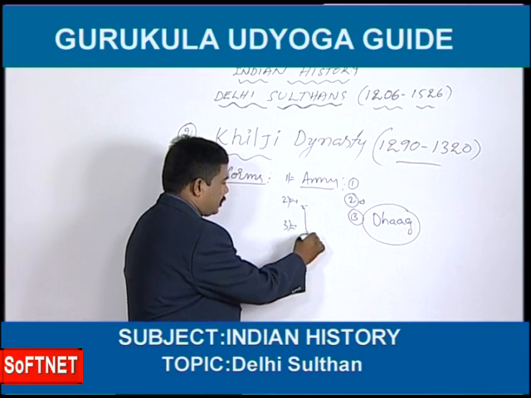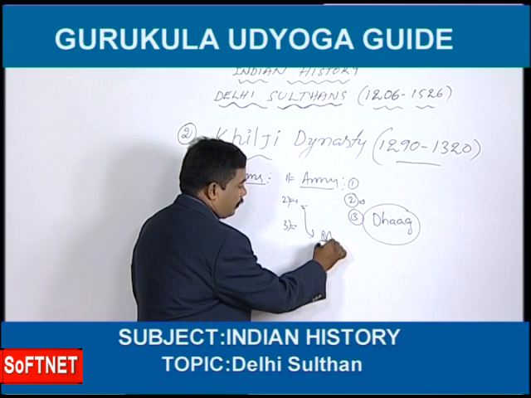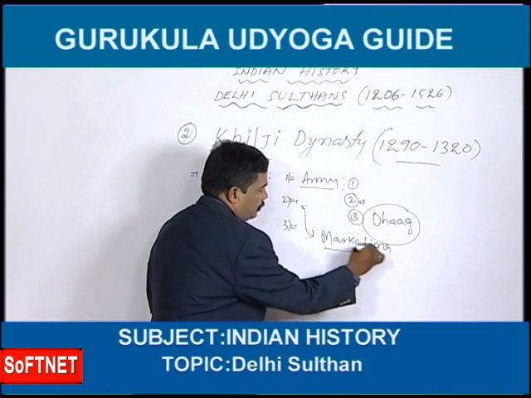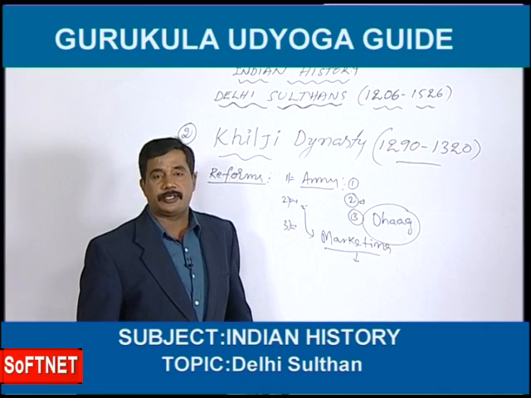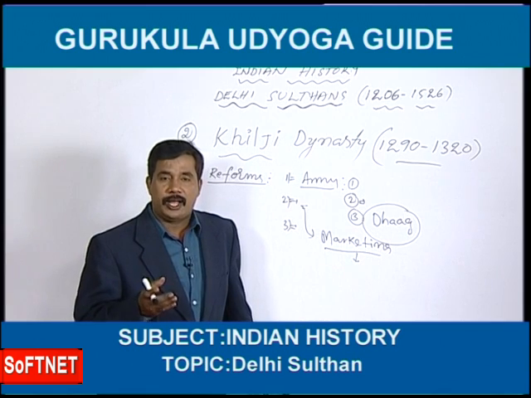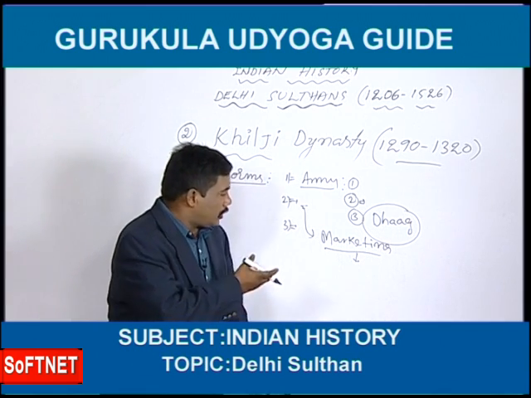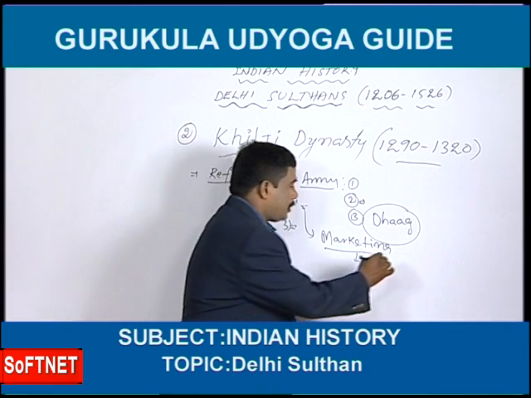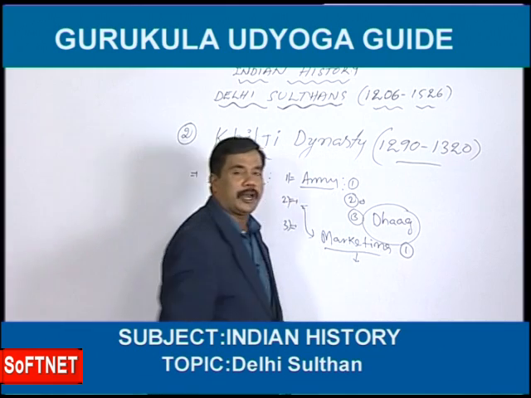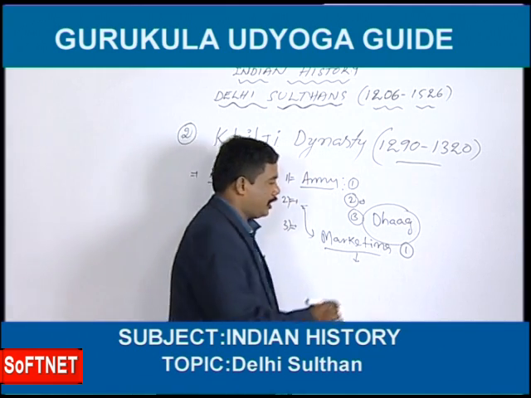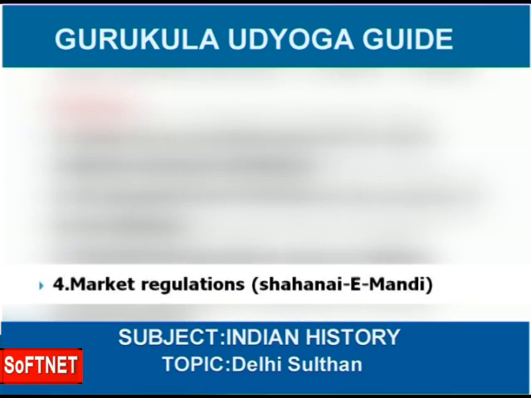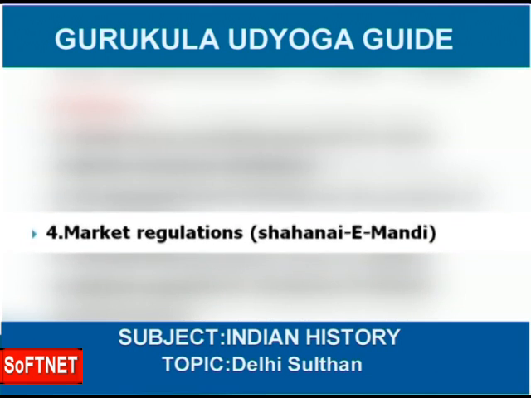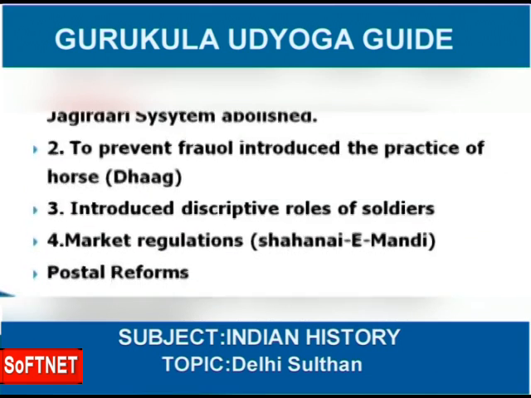And one more, we can say marketing reforms. This is the most important reform because Akbar, Sher Shah and the Britishers also followed this marketing system which was introduced by Alauddin Khilji. So here he introduced a new marketing system, that is Shehnai-e-Mandi. This is a new marketing system, Shehnai-e-Mandi.